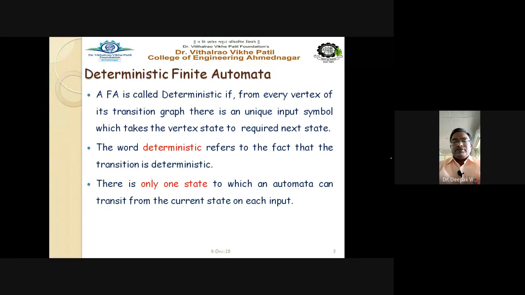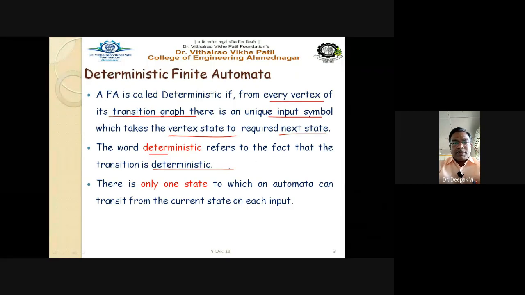The definition of DFA says that a finite automata is called deterministic if from every vertex of its transition graph, see carefully, from every vertex of its transition graph, there is a unique input symbol which takes the vertex state to the required next state. Means from each and every state, and on each and every input, there must be a unique transition. The word deterministic refers to the fact that the transition is deterministic.